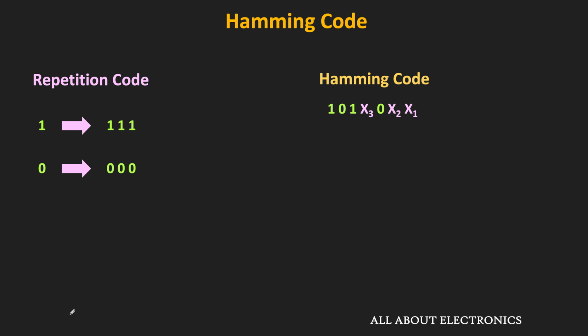In case of the Hamming code, instead of sending the same bits multiple times, the extra bits are parity bits. And these extra parity bits represent the parity of certain bits in the overall code. So in the next video, we will learn about this Hamming code in detail. And we will also see, using this Hamming code, how we can correct or detect the error. But I hope in this video, you understood the concept of the Hamming distance.